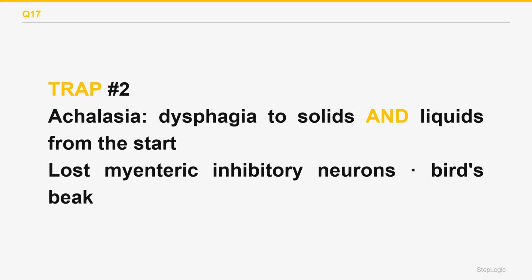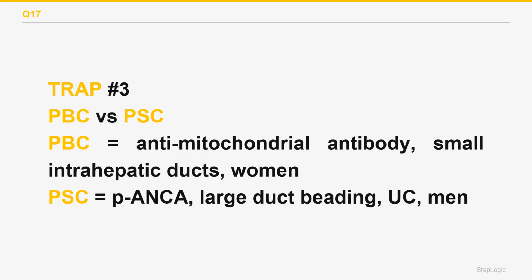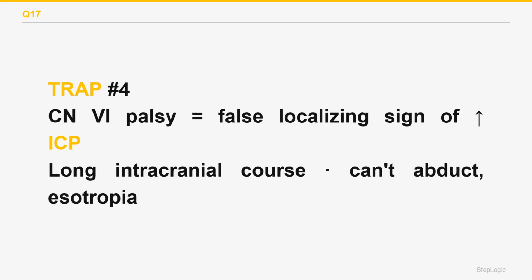Trap 2. Dysphagia to both solids and liquids from the onset signals a motility disorder. Achalasia from loss of myenteric inhibitory neurons with the bird's beak esophagus. Mechanical obstruction affects solids first. Trap 3. Primary biliary cholangitis has anti-mitochondrial antibodies, destroys small intrahepatic ducts, and affects middle-aged women. Primary sclerosing cholangitis has pANCA, beaded large ducts, ulcerative colitis, and affects men.